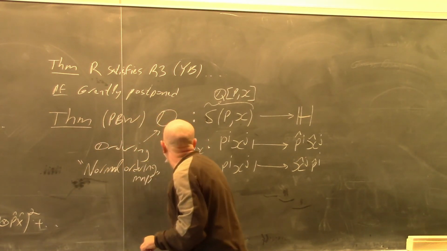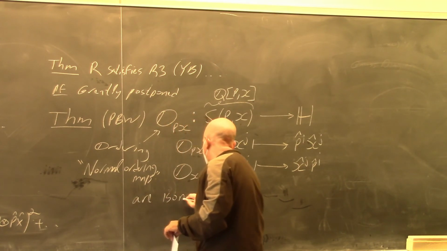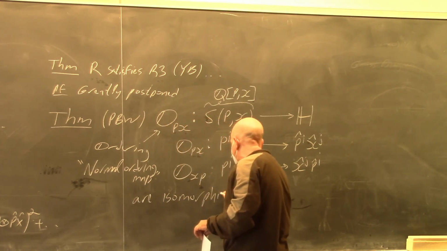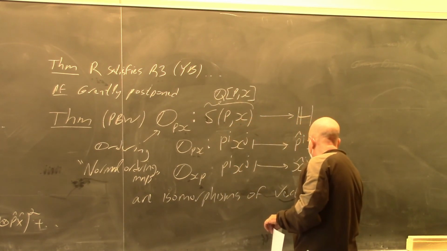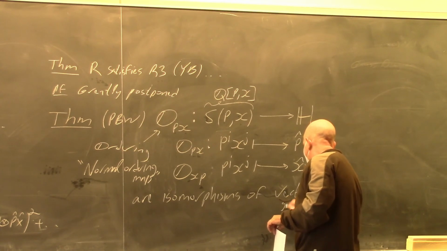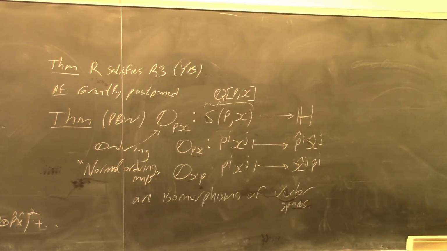So I'm saying that these maps are isomorphisms of vector spaces. Okay?